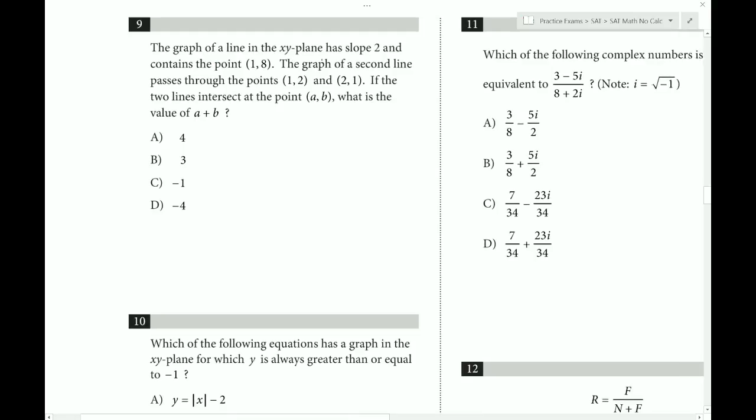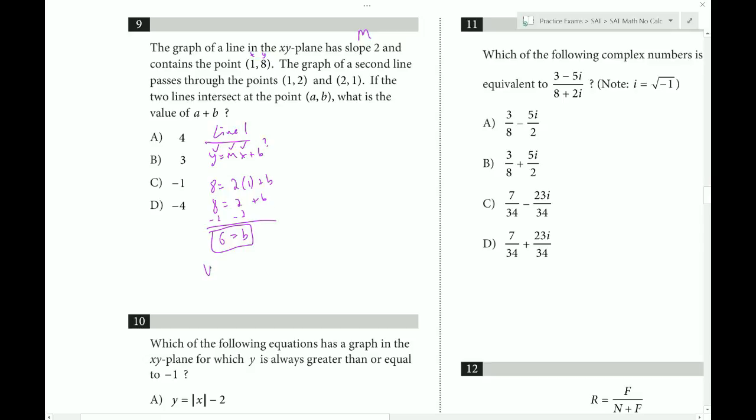The graph of the line in the xy plane has a slope of 2, so that's going to be m. And it goes to the point x, y, 1, 8. Graph of a second line, okay, so right away, let's start with line 1. We can find the equation of the line, y equals mx plus b. We know y, m, and x, we're trying to find b. So we plug in 8 equals 2 times 1 plus b. So subtract 2 from both sides, and we will end up with 6 equals b.